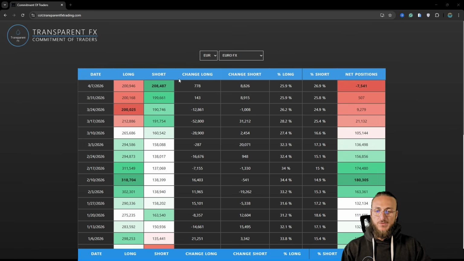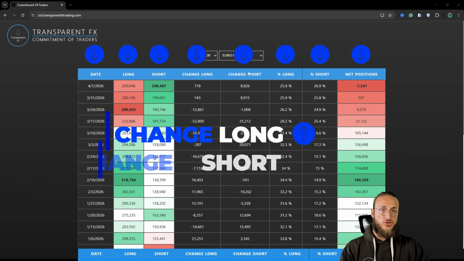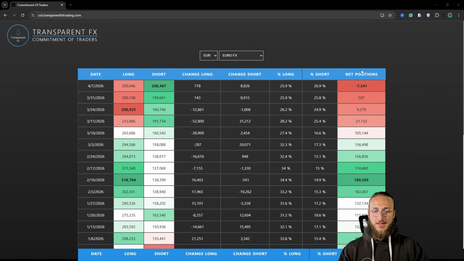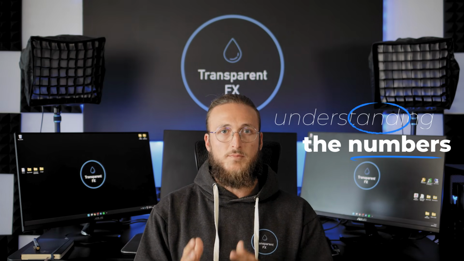Now, for the purpose of this video, I want to keep it focused on the exact data that I use inside of my own software, which you see right here, which is mainly the non-commercial side. That is what I track. So what I'm looking at here is the amount of longs, the amount of shorts, the change in longs, the change in shorts, the percentage long, the percentage short, and the net positioning, which is basically longs minus shorts. And once you understand what each of these numbers actually means, the whole report becomes much easier to use. The goal here is not to memorize the report. The goal is to understand the message behind the numbers.